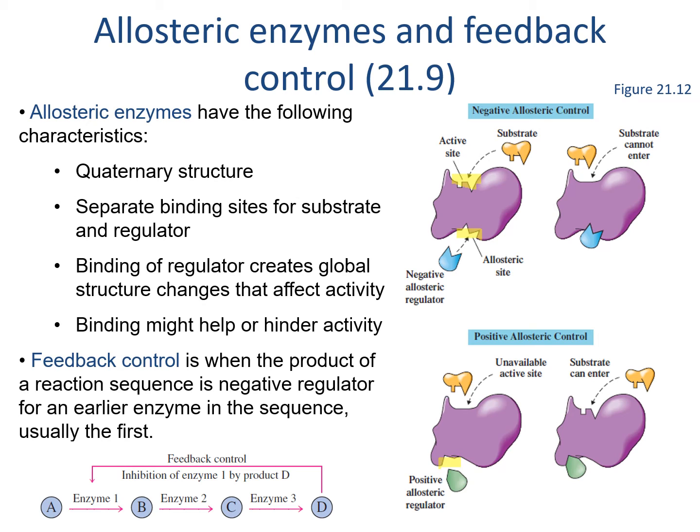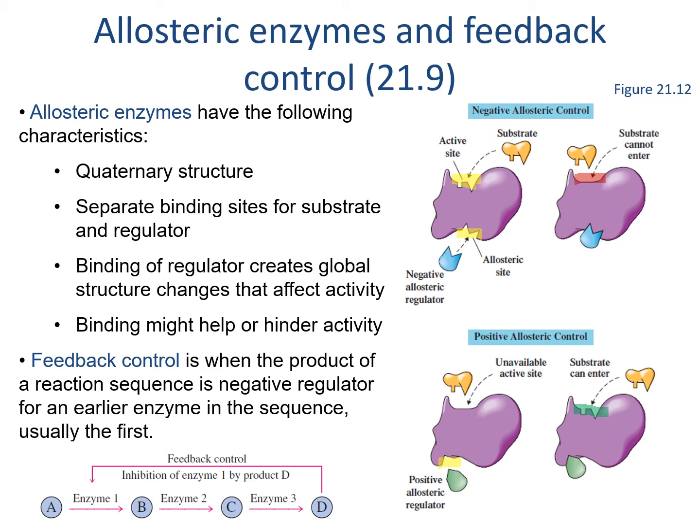So when a regulator binds on, it will change the protein structure, and it might make it so the active site is no longer there, make it slower, or it might make it so the active site is actually better. Both can be true with allosteric enzymes, which is different than inhibitors. Inhibitors will only slow down the rate of an enzyme. Allosteric regulators can either be negative and slow down the rate of an enzyme, or they can be positive and speed up the rate of an enzyme.